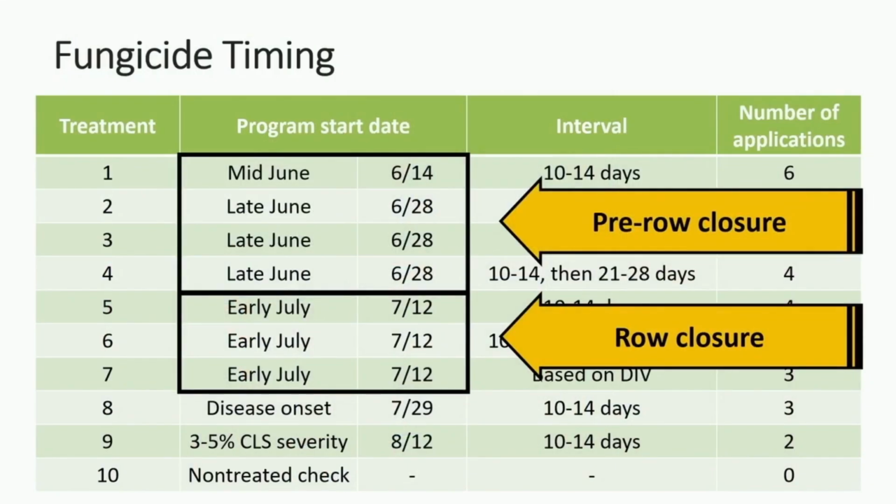And the important landmark in the Cercospora season is row closure. So again, those June applications were all pre-row closure, and the July applications were at row closure. Rows were closed when those fungicides were applied.